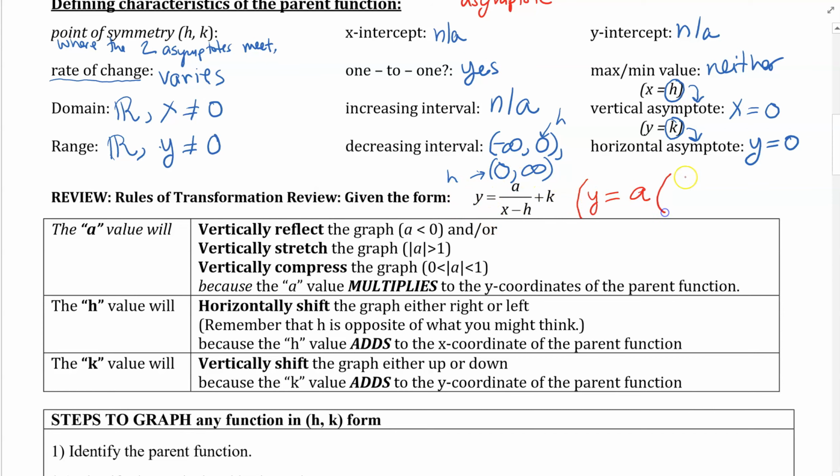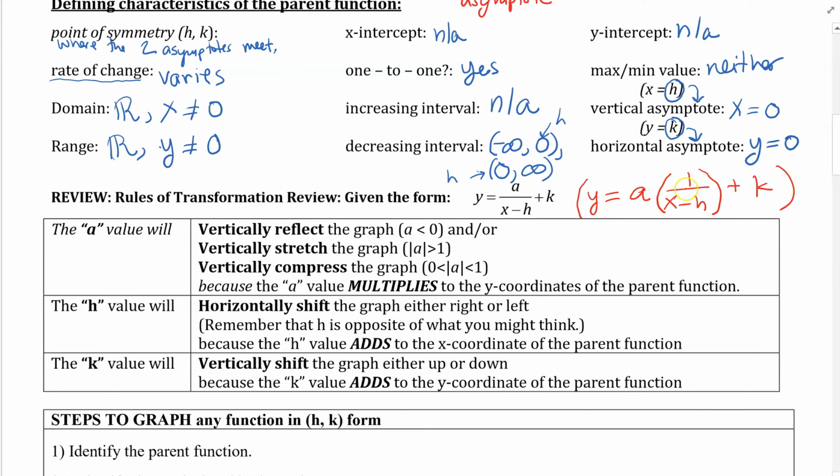A in front, the reciprocal function with h inside the parentheses plus k. If you think of it that way, because these are really equivalent, then it looks a lot more like the other HK equations we've had, where it was like a parentheses something plus k. That's really how this began. A times the reciprocal of x minus h, done, and then plus k.